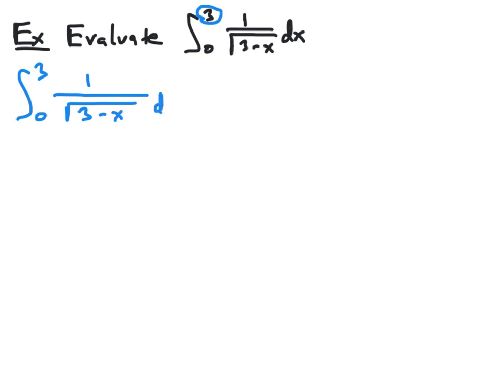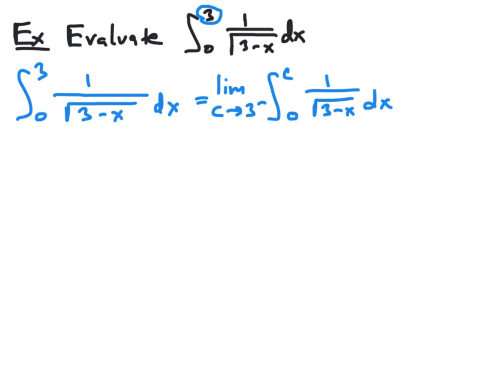the integral from 0 to 3 of 1 over square root of 3 minus x dx, as the definite integral from 0 to some value c of our function, 1 over square root of 3 minus x. And then we want to take the limit of this as c approaches 3 from the left, since we want to pick a value of c that is between 0 and 3.